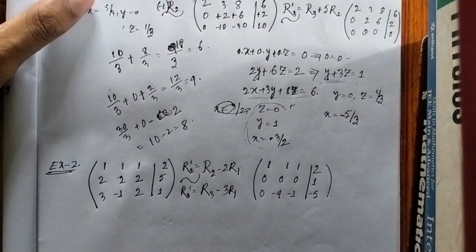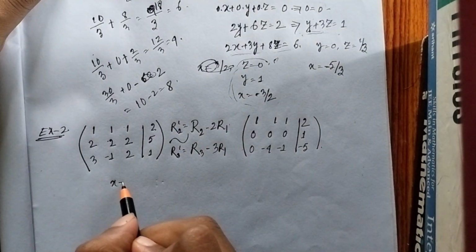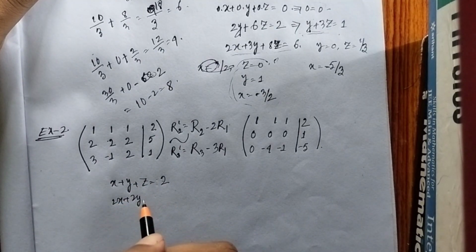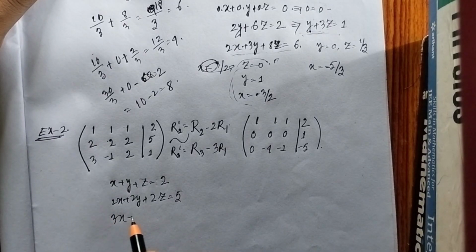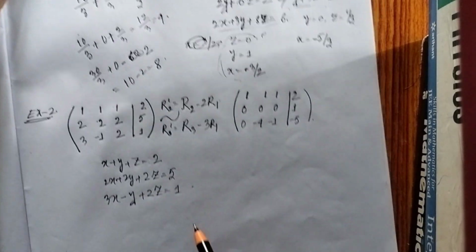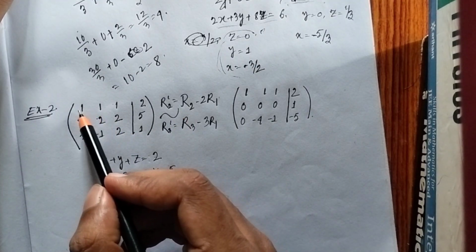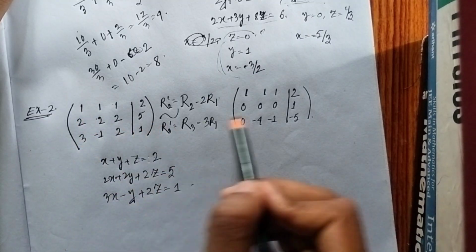I already did all the operations, so let me take this example. x plus y plus z equal to 2, 2x plus 2y plus 2z equal to 5, 3x minus y plus 2z equal to 1. This is the system of equations and this is the form. So I just multiply by minus 2 and then subtract it, and then multiply by minus 3, then subtract it, and ultimately we end up with this.